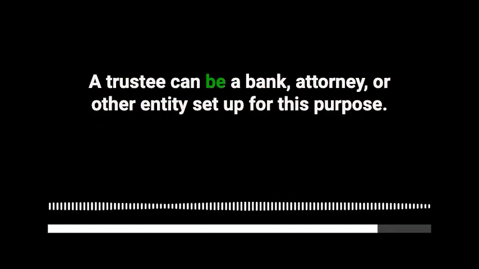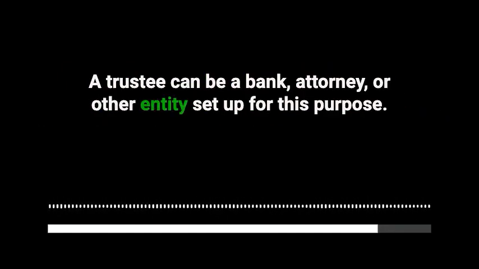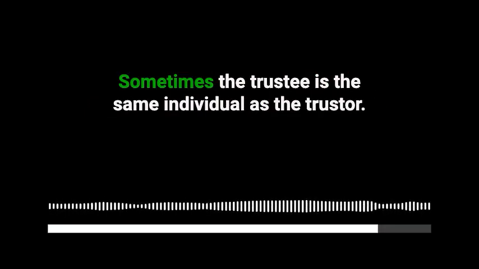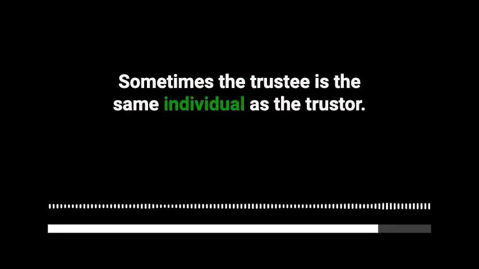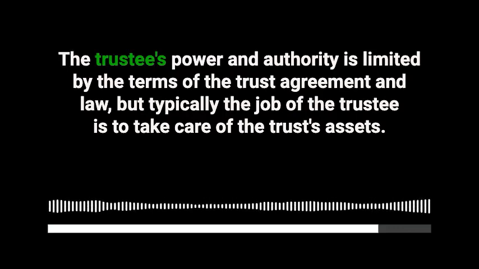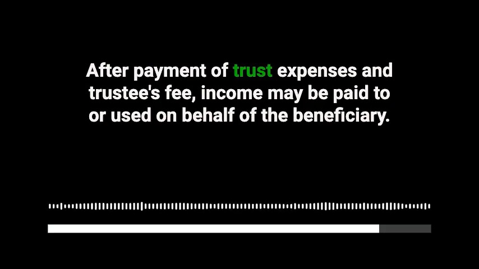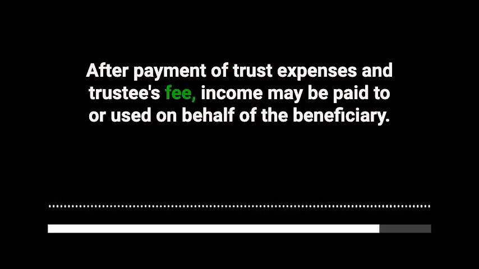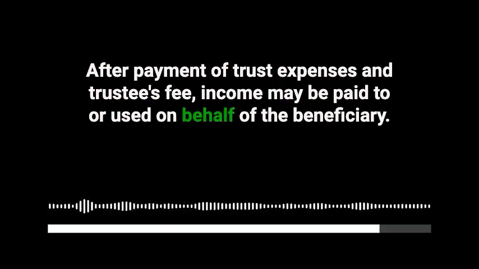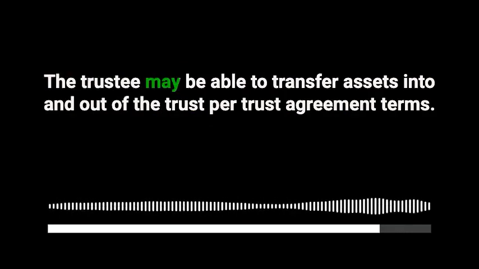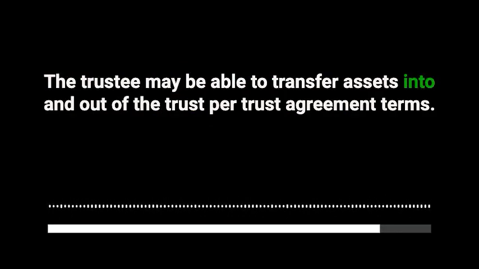A trustee can be a bank, attorney, or other entity set up for this purpose. Sometimes the trustee is the same individual as the trustor. The trustee's power and authority is limited by the terms of the trust agreement and law, but typically the job of the trustee is to take care of the trust's assets. After payment of trust expenses and trustee's fee, income may be paid to or used on behalf of the beneficiary. The trustee may be able to transfer assets into and out of the trust per trust agreement terms.